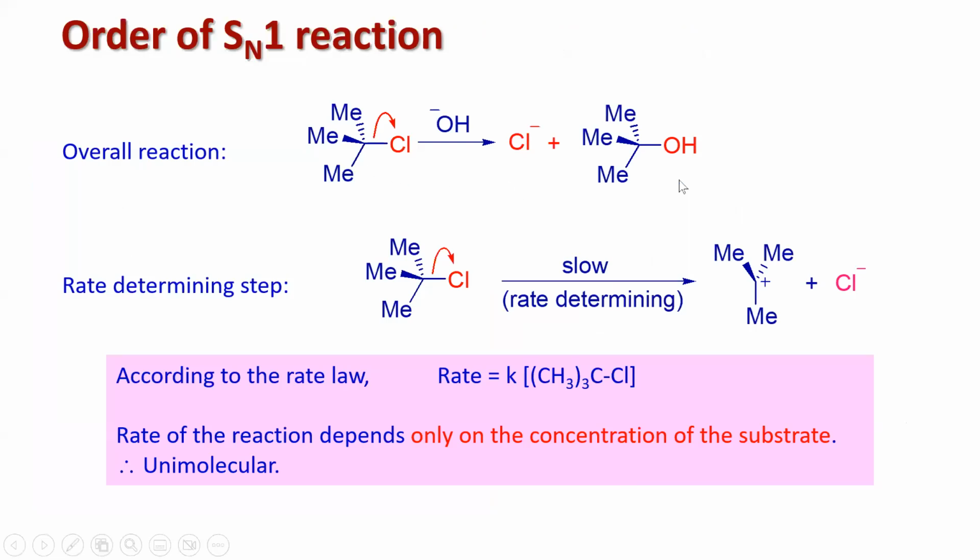The overall reaction is this. Alkyl halide converting into an alcohol, right? And the rate determining step is this one. The rest of the reactions are fast. So according to the rate law, rate is equal to the rate constant times the concentration of the substrate. So the rate of reaction depends only on the concentration of the substrate, and so it is called unimolecular. SN1, unimolecular nucleophilic substitution.